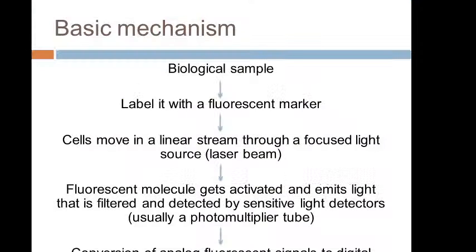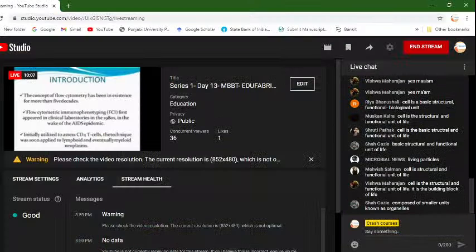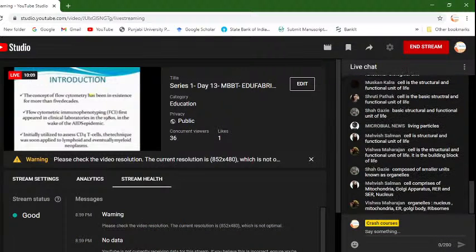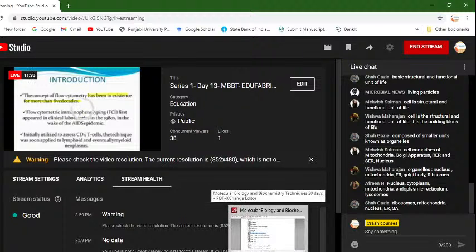So this is the basic mechanism of flow cytometry. We have a biological sample. Let me check everything is fine now. Yes. Thank you all, Mahivesh, Vishwa, Shage, Jafrin. I think now the signal is okay. No, it's not okay.